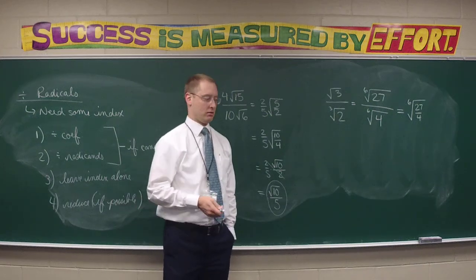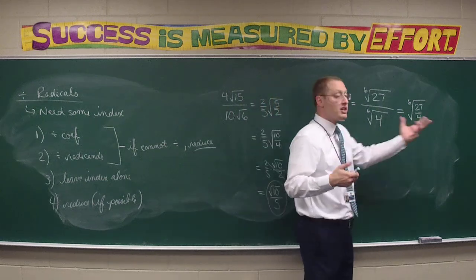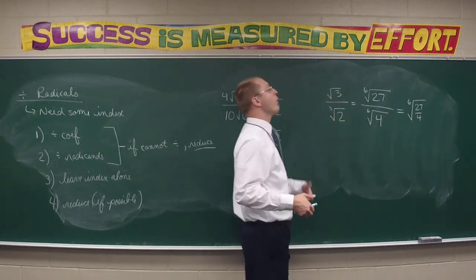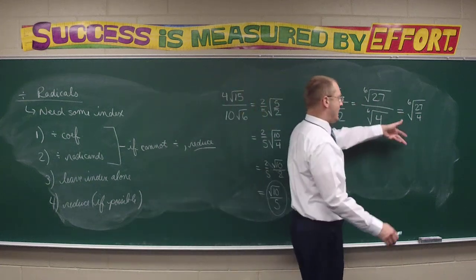2 to the 6th. 64. 2 to the 6th would be 64. If that didn't work, maybe 3 to the 6th, 729. If that doesn't work, 4 to the 6th. I think it's like 4,096 or something like that. You just keep trying things.